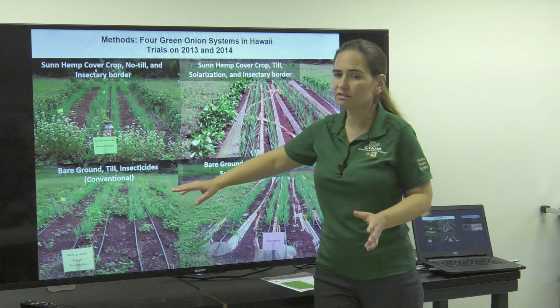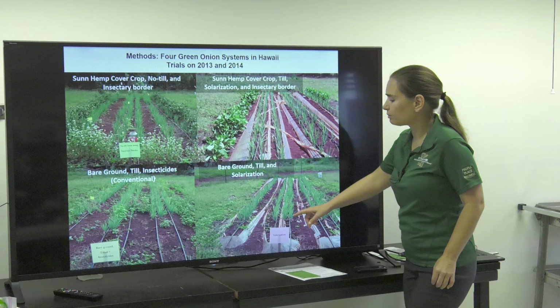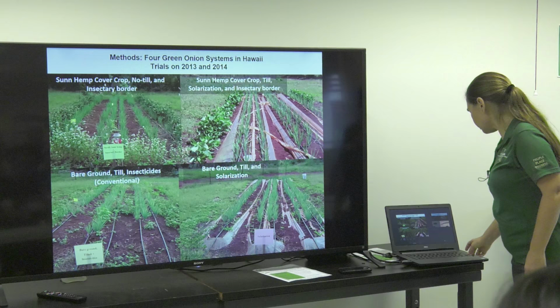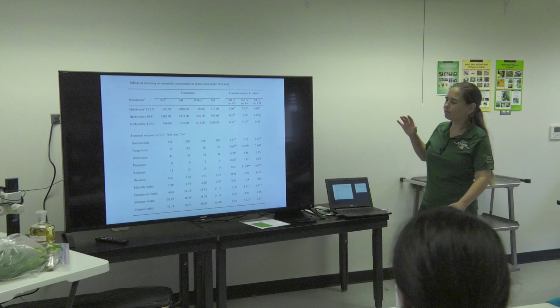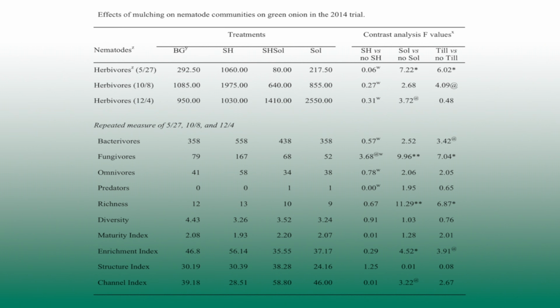Okay, this is bare ground. You can see conventional tillage, insecticides, everything. And bare ground, so these two are equivalent. They're the same. The difference is that this one we used solarization plastic and this one we didn't. So, results. This is a busy table, but I'll just break it down for you. Really simple. Oh, by the way, the ones that had sun hemp, the no-till, we did exactly that. We cut the sun hemp and put it around the plants as a mulch.